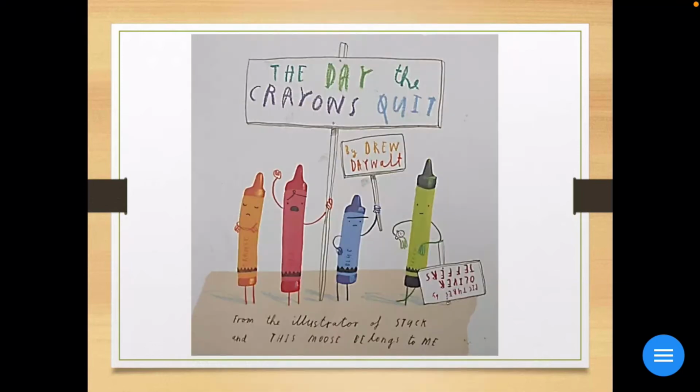So now we're going to look at a book that is wonderful for great illustrations that go along with words, and the pictures and the words have mood as well too. The book is called The Day the Crayons Quit, and it's written by Drew Daywalt, and the pictures are by Oliver Jeffers.